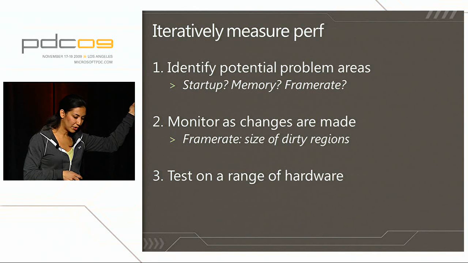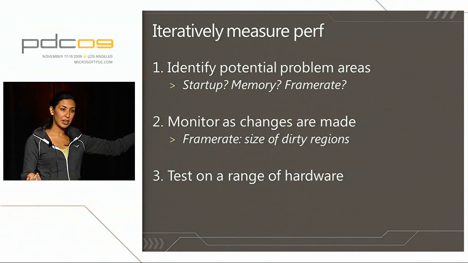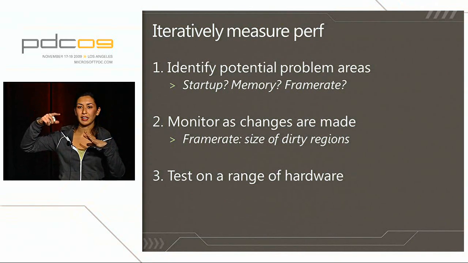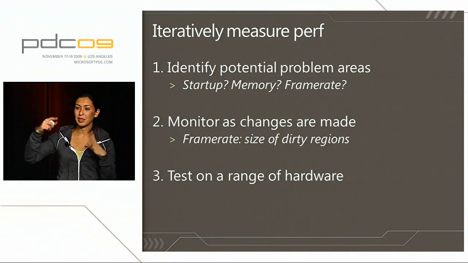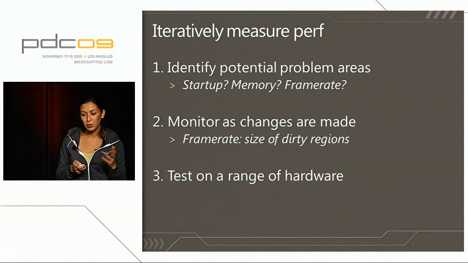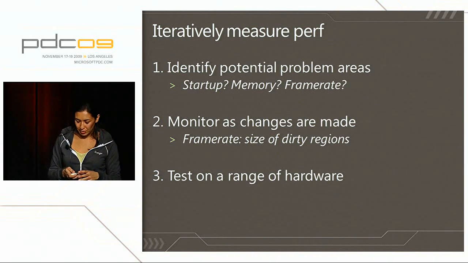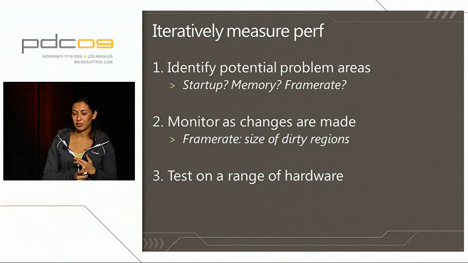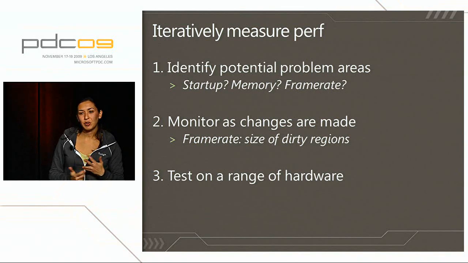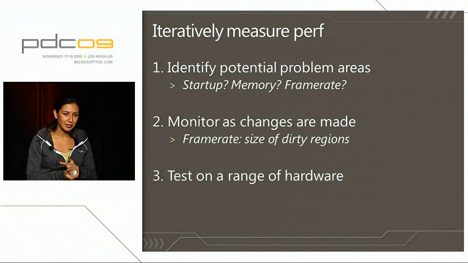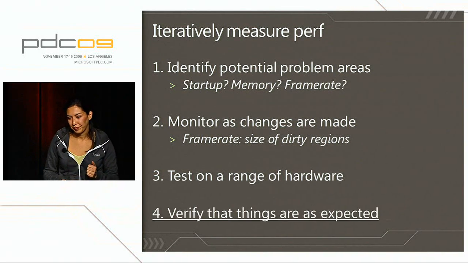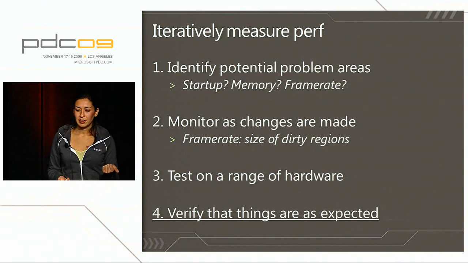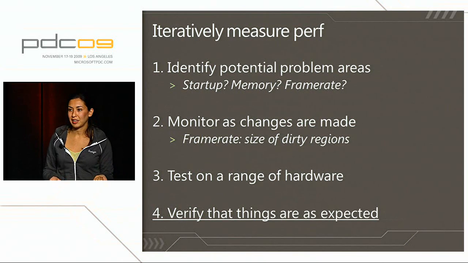So the big thing for an example would be on frame rate, you want to make sure that the size of your dirty regions, the size that you're invalidating of your application every frame, is quite small or as small as possible. And we'll try to do a good job, but it's also up to you to figure out how frequently we have to draw and how much we have to draw. And then, of course, I suggest always proactively testing on a range of hardware. So one of the first things that you can always do is to verify that things are as expected.